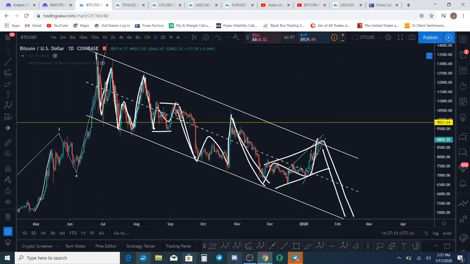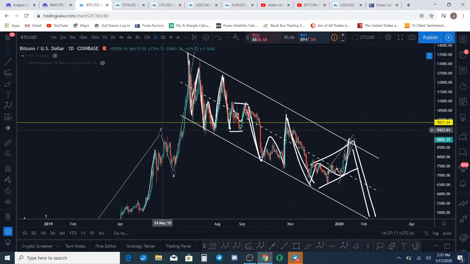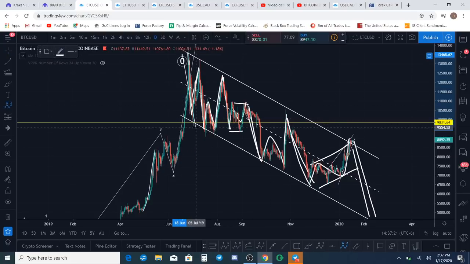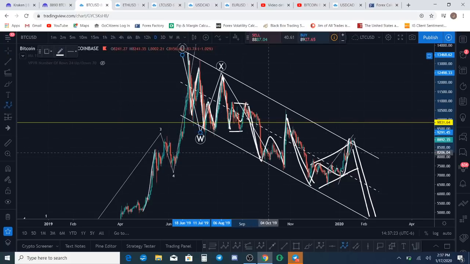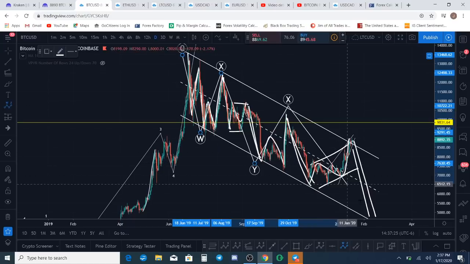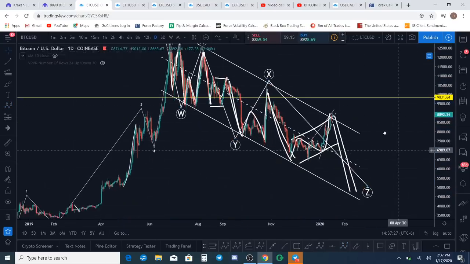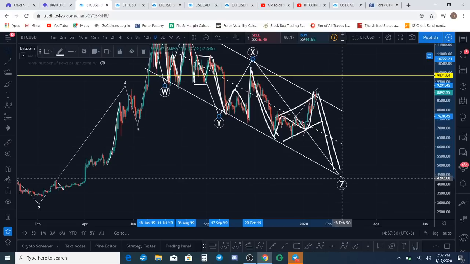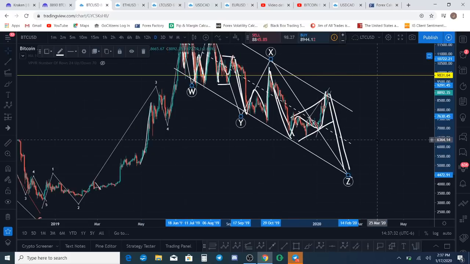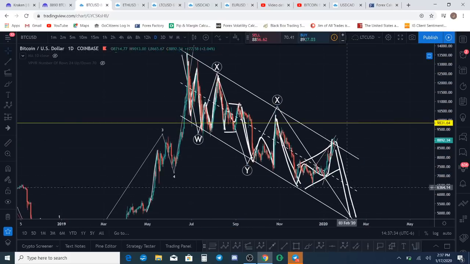All right, and the way we would label this would be a very complex W. It's a triple correction. W, X, Y, X, and all that would be Z. And we label corrections with letters while we label impulses with numbers. But there's no doubt about it, this is not impulse, this is correction. That's why you get all this chop up and down, up and down, up and down. All right, so there you go, guys. That's my overview of this market up to this point.